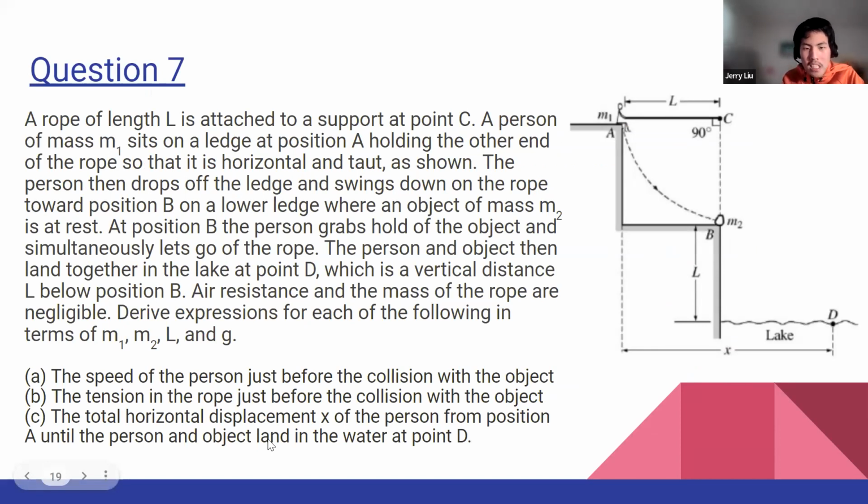So this is a bit more complicated. I guess I'll read the problem and highlight the important parts of it. So you have a rope of length L, and let's say there's like an imaginary suspension or something at this point C. A person is here at point A, and he's going to swing into the ocean.